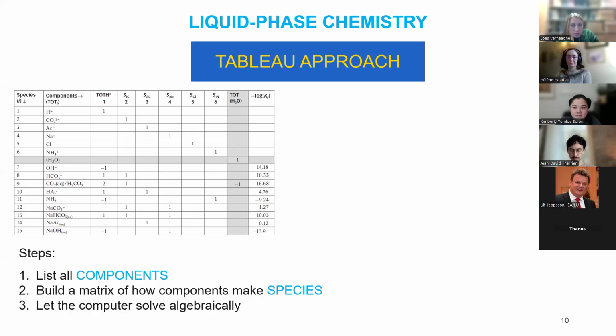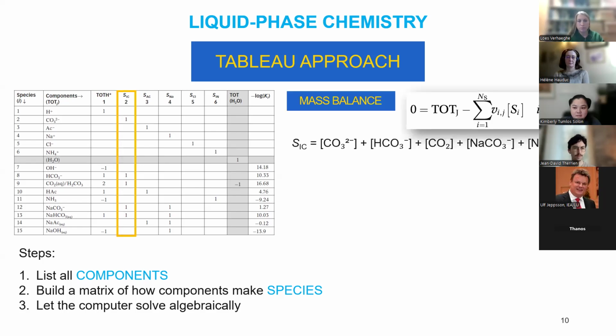And so how do we make this tableau approach? We list all the components, so we have it in each of the columns. And then we build a matrix of how the components make the species. So the species will be in each of the rows. And then the computer can solve this matrix algebraically.